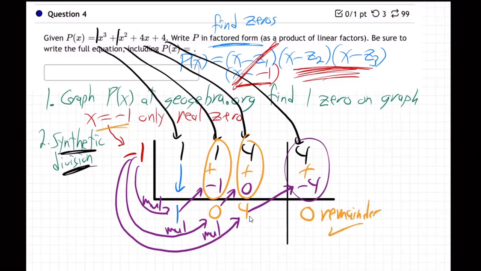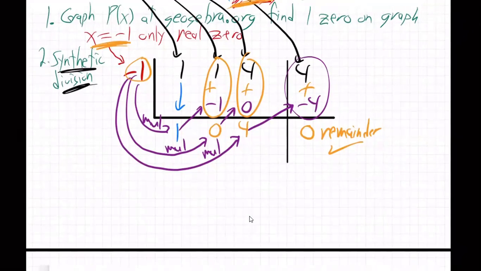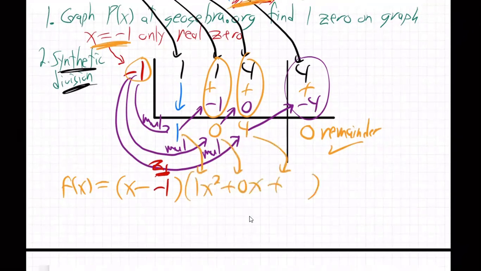Always check. Why? Because you're dividing by something you know goes in. That's what it means to see it on the graph. It's a 0, meaning dividing by x minus minus 1, putting the minus 1 out here, it will go in perfectly. It is one of the factors, with 0 remainder. Okay, so what's left? Basically we're saying the function p of x is x minus the first zero, which we already found is -1. And what else is it? Now we know it's 1x squared plus 0x plus 4.